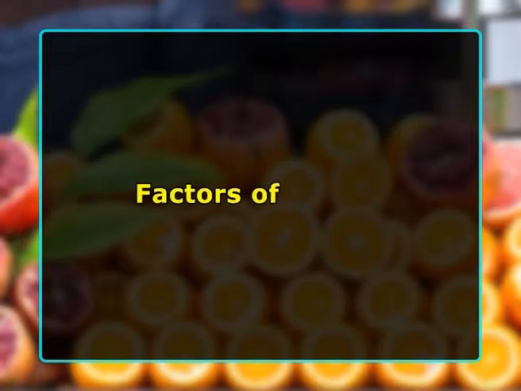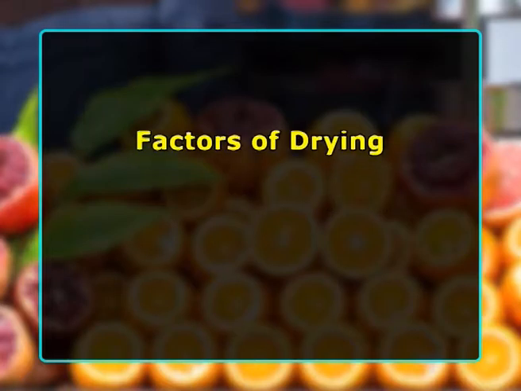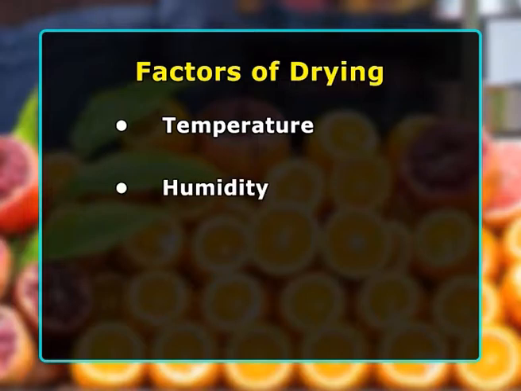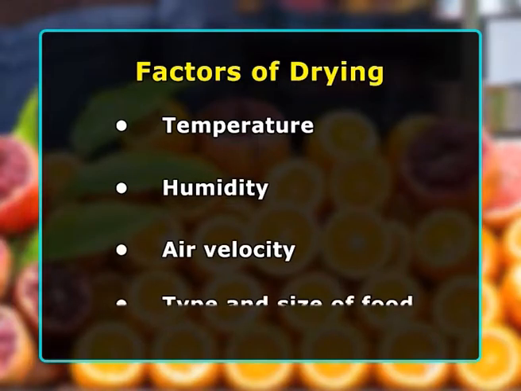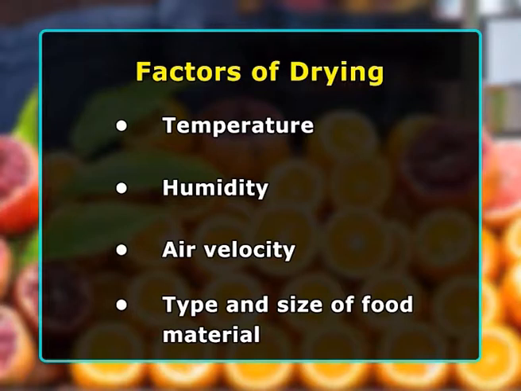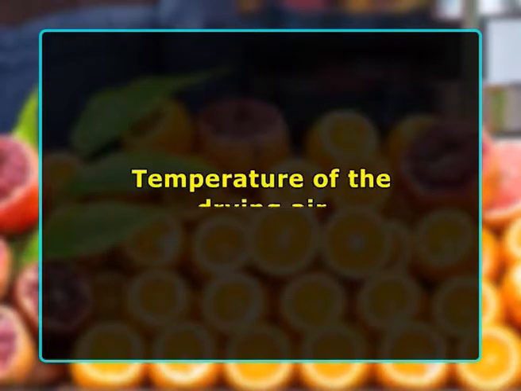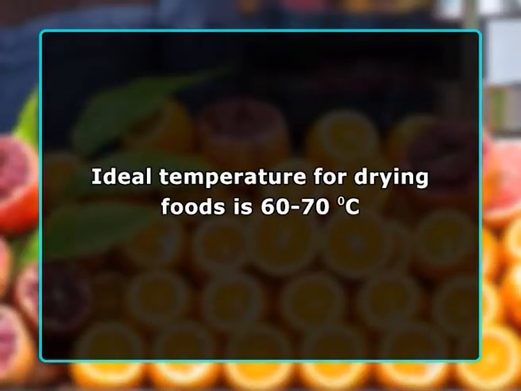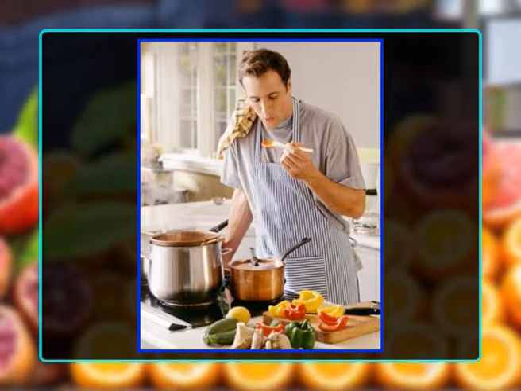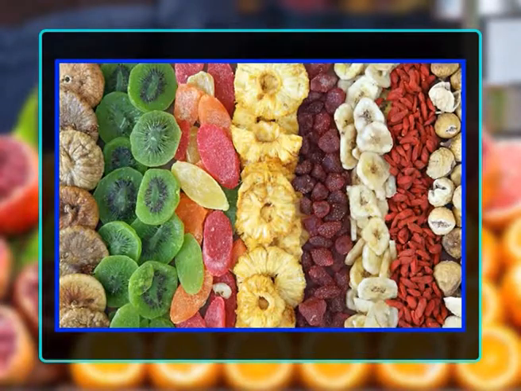Further, it is important to note that there are several factors that affect the rate of drying. These include temperature, humidity, air velocity, and the type and size of food material. The first important factor is the temperature of the drying air. The higher the temperature of the drying air, the more is the rate of heat transfer and the more is the rate of drying. The ideal temperature for drying food is 60 to 70 degrees Celsius. The use of higher temperature, however, may lead to cooking of the food rather than drying.